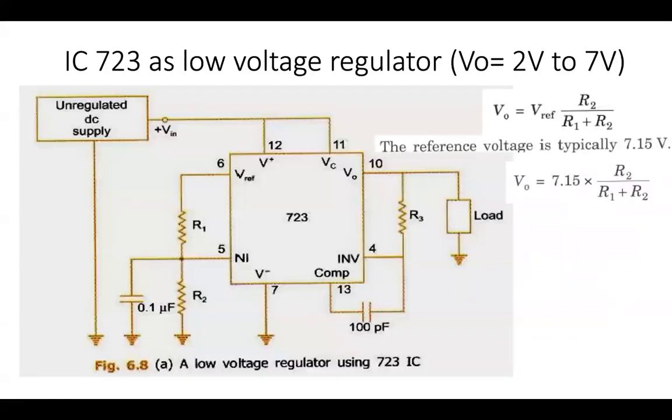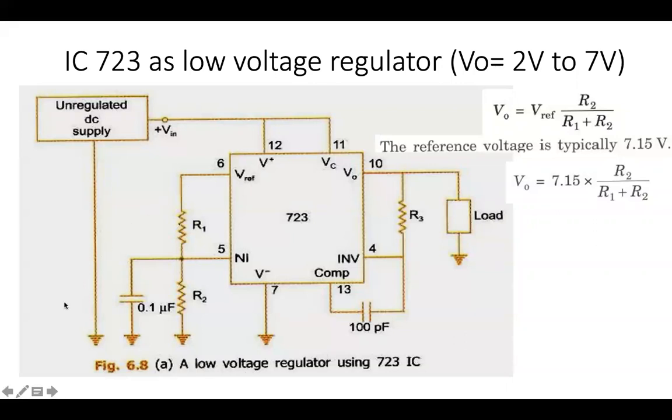Now, how do we use this as a low voltage regulator? V naught can be varied from 2 volts to 5 to 7 volts, which means there is a 5 volt range for the output voltage. So I have an unregulated supply. As you all know, regulators are usually used to regulate the unregulated supply. So the unregulated supply is towards the left hand side. Then you have the regulator here. Then at the output, you will get a constant output voltage.